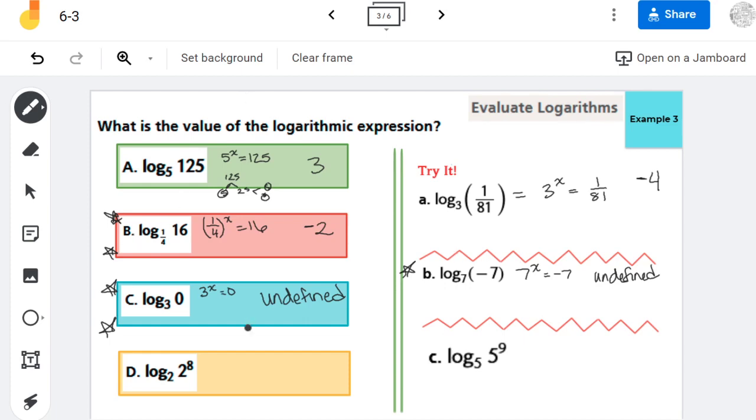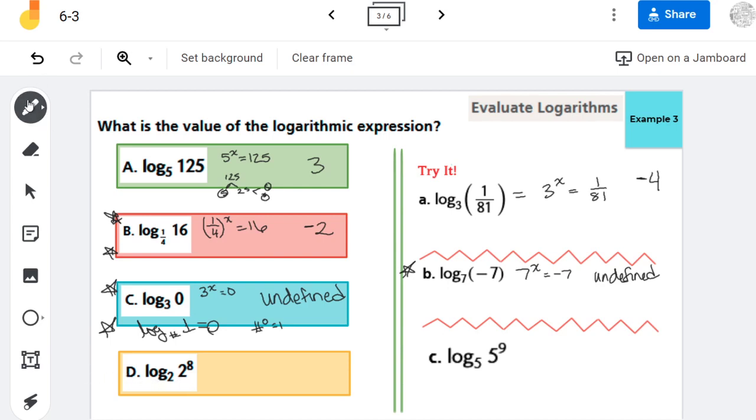Now another useful little log rule that they don't put here is if you have a log with any base, it doesn't matter what, but inside that logarithm is 1, the rule is that that is equal to 0. Because any number raised to the 0th power is equal to 1. So that's another really useful rule that I would be adding to your formula list.